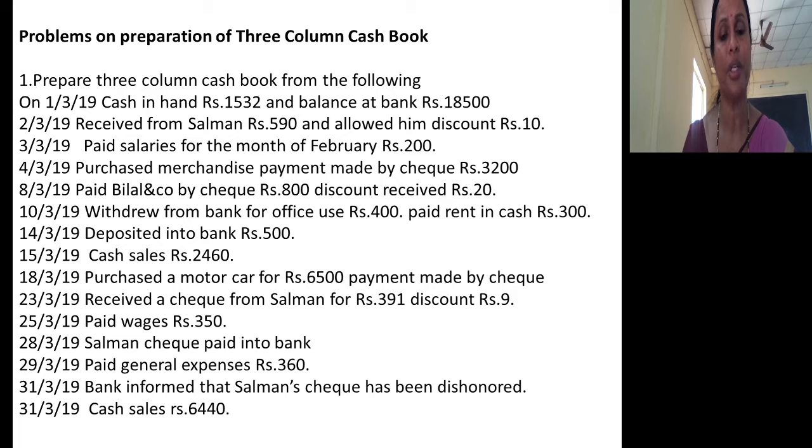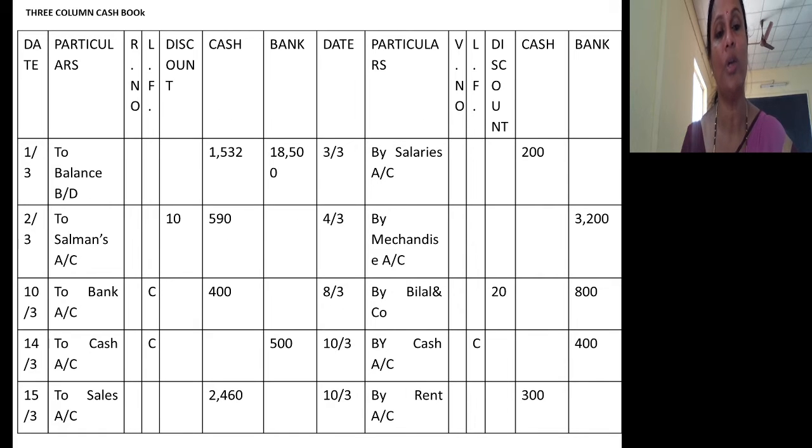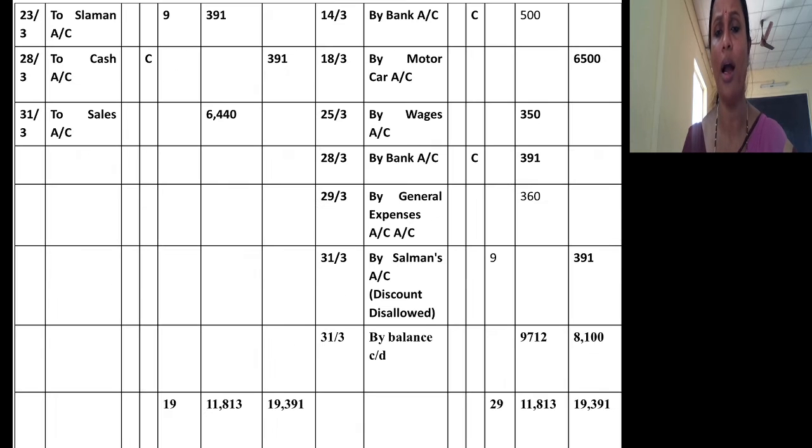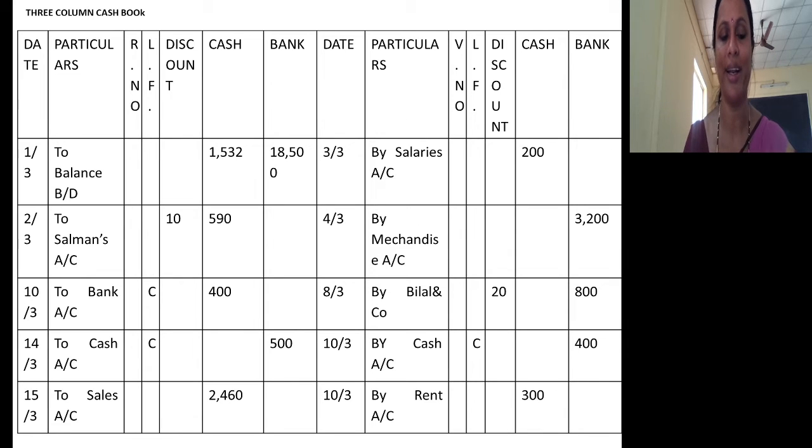So next one, deposited into bank rupees 500. Whenever you deposit in bank, cash balance in business concern decreases, bank balance increases. What's the journal entry? Bank account debit to cash account whenever you deposit. So bank account should be debited, cash account should be credited. So it's a contra entry. So you just look at the solution part, how I treated. So in bank column on debit side to cash account 500, and in cash column on credit side by bank 500. So it's a contra entry.